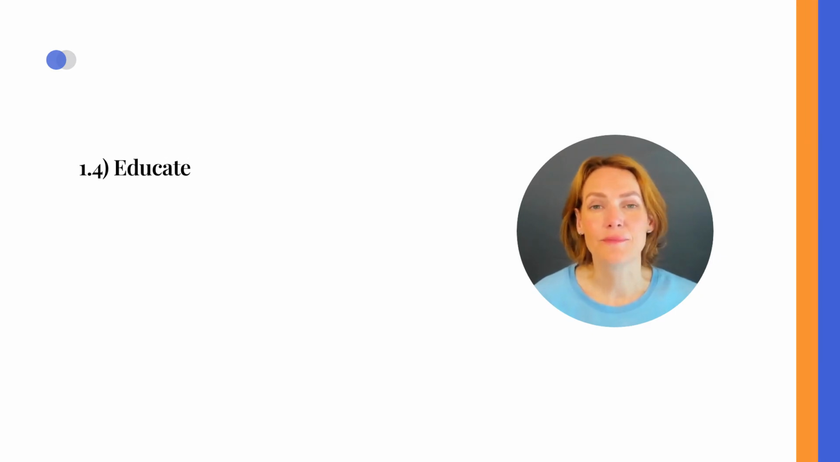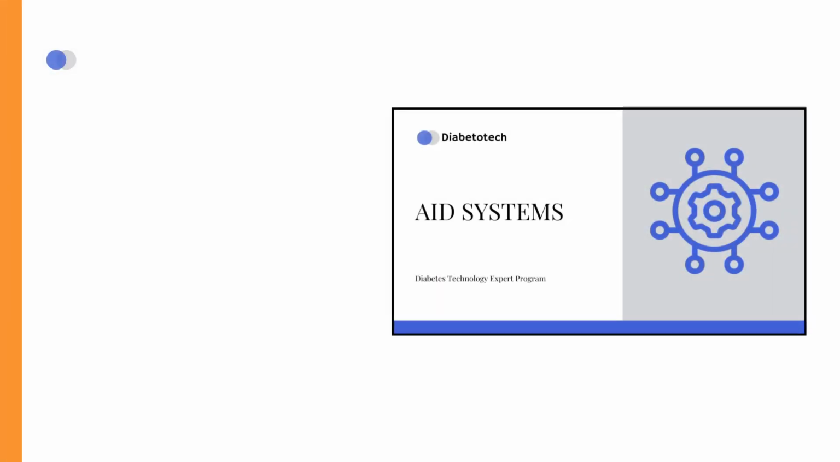1.4. Educate. When starting an automated insulin delivery system like DBLG1, there are general education points applicable to all automated insulin delivery systems, as well as specific education points specific to the DBLG1 system. Let's go over them. For general education in automated insulin delivery systems, please refer to the generic module. These include the following key points.